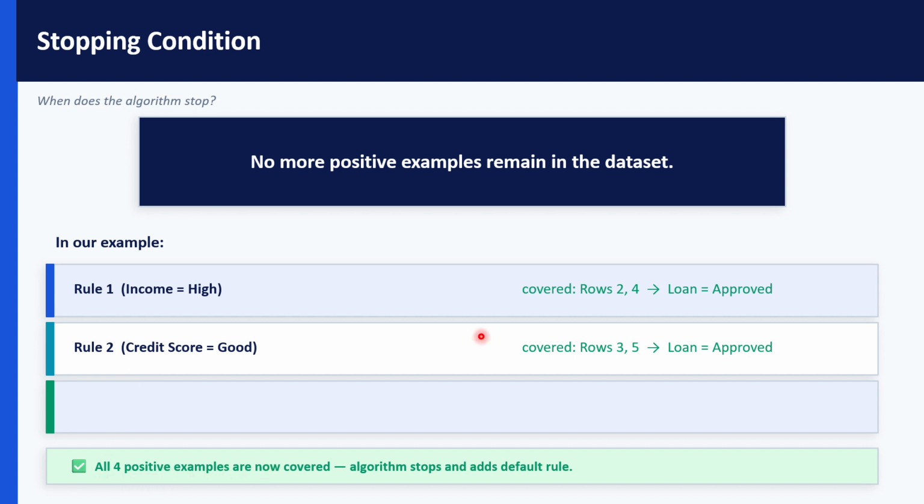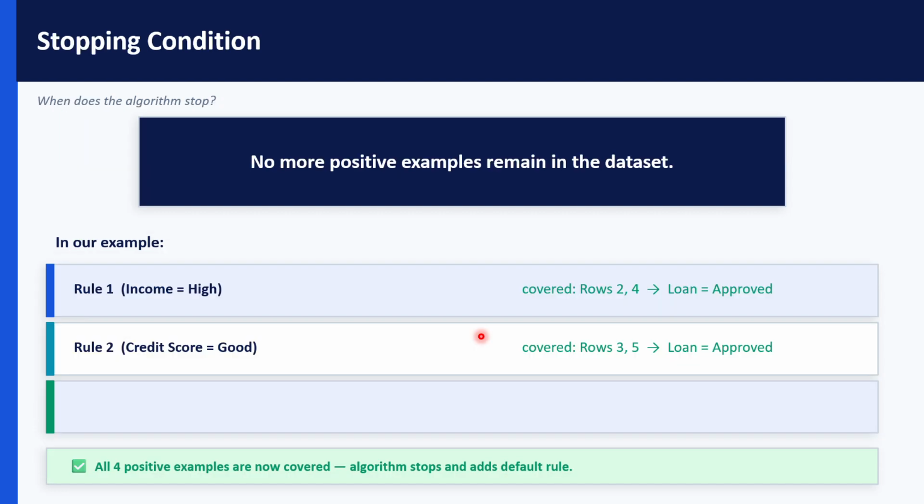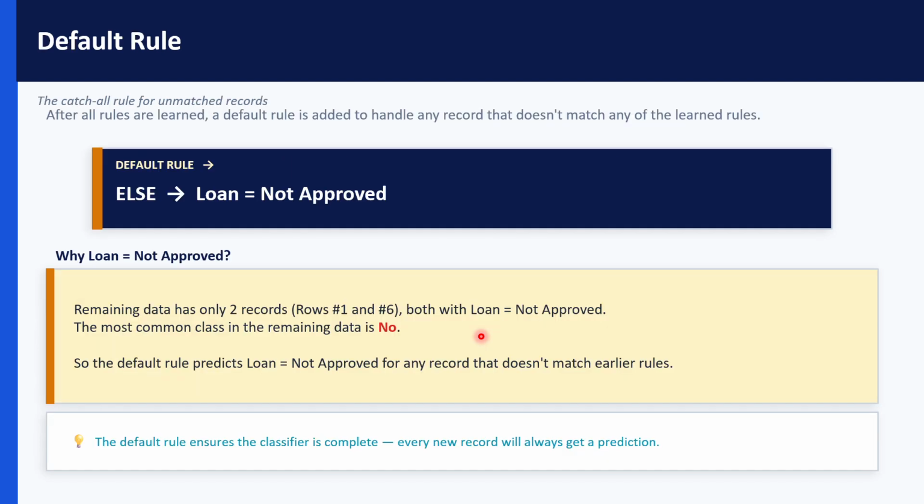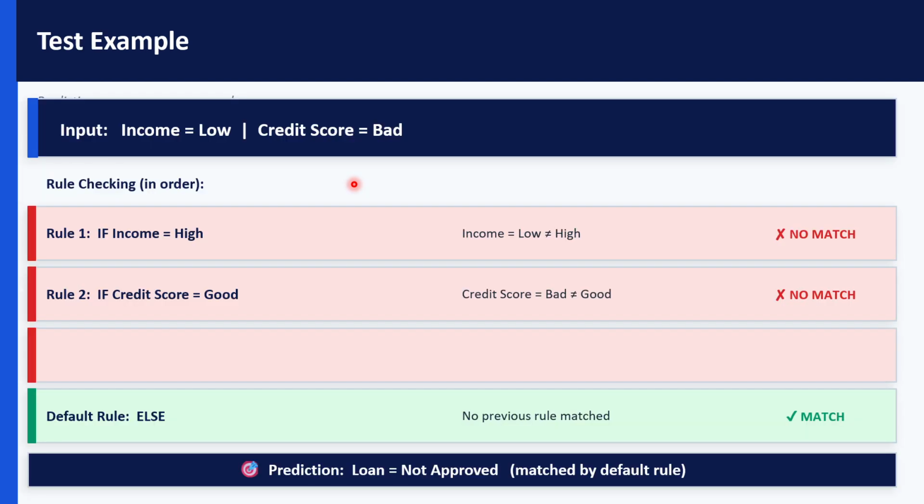So all four positive examples are now covered, and now we are left with the default rule, that else loan is equal to not approved. So if any tuple is not covered by these two rules, we will go to the default rule and the loan will be not approved. So these are the final rules that you can see.